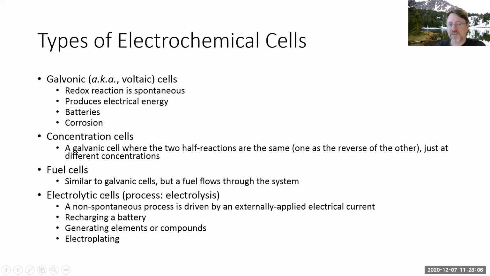And then we have electrolytic cells, and the process is called electrolysis. This is where you have a reaction that is non-spontaneous, but you're applying an externally applied voltage or current across it to drive the system the other direction, making the process spontaneous. So this is what happens when you recharge a rechargeable battery. It's used in a couple of different ways. One of them would be to synthesize elements or compounds that are hard to get by other methods. And it's also used in electroplating. We'll see examples of that in a minute.